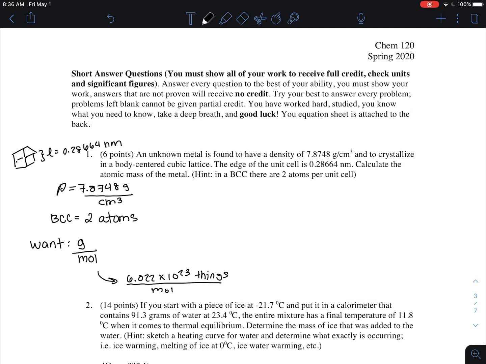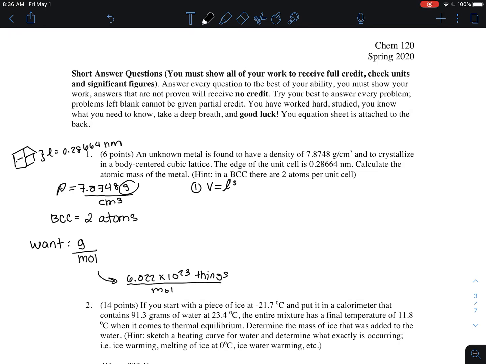Another thing that I notice is that I need mass. Now, looking at this, where can you get mass from? The density, great. So I can get mass from my density. So I have to get rid of my volume. So first, I have to find volume. So volume of a cube is equal to the length times width times height, or length cubed.